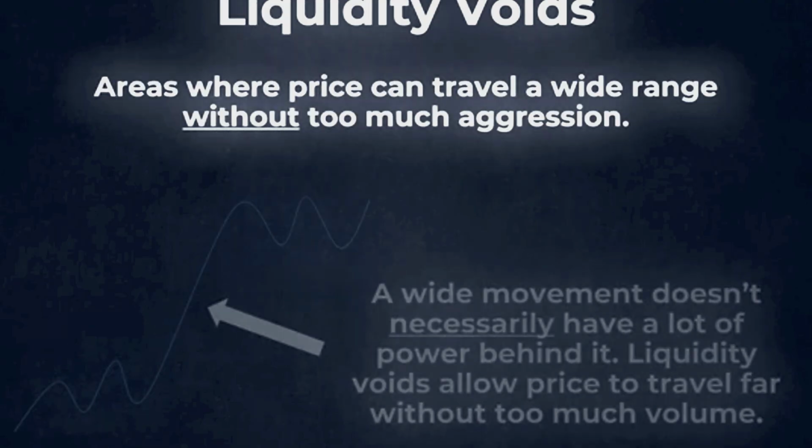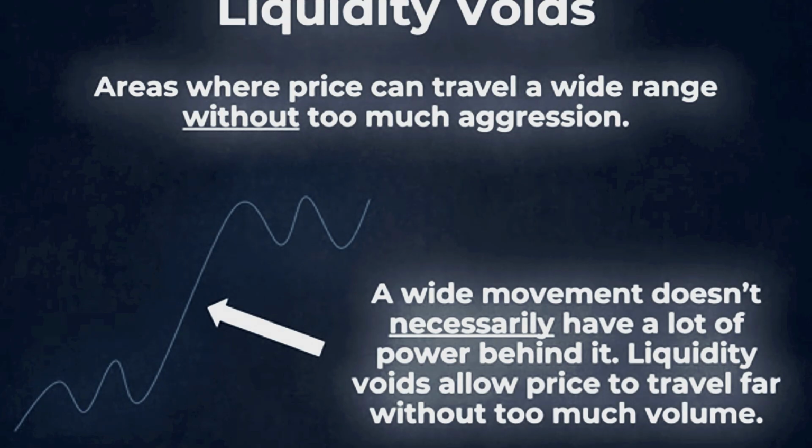A liquidity void is the opposite idea of a liquidity pool. A shallow market creates a low liquidity environment where price can travel a wide range without too much aggression. A wide movement does not necessarily have a lot of power behind it. Liquidity voids allow price to travel far without too much trading volume. Highs and lows are not created equal. We have major and minor highs and lows.